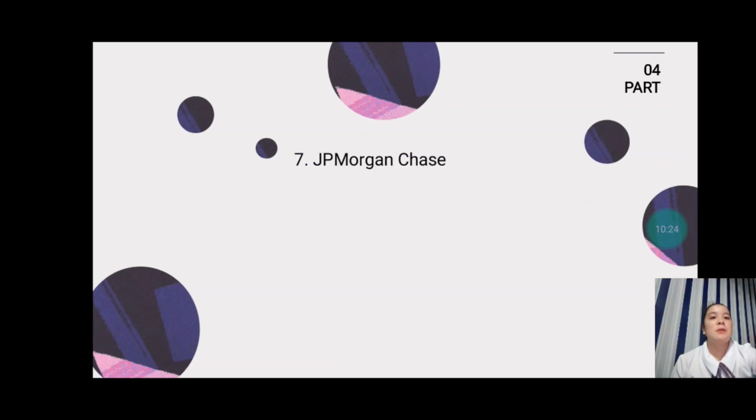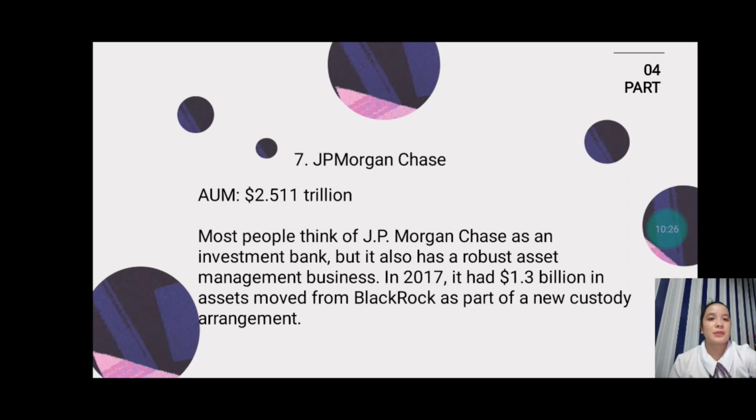Number 7 is JP Morgan Chase. It has $2.511 trillion. Most people think of JP Morgan Chase as an investment bank, but it also has a robust asset management business. In 2017, it had $1.3 billion in assets moved from BlackRock as part of a new custody arrangement.